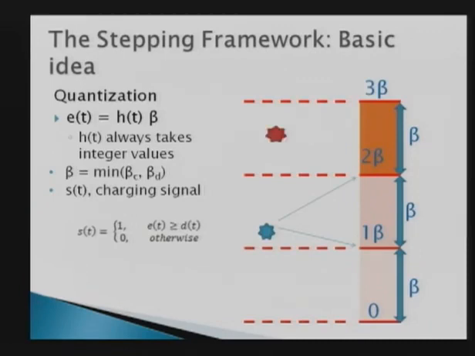Because of the mechanism here, we have another point. The only two possible output values of this input are 2 beta or 3 beta. Because of our mechanism, all we need to decide is whether we need to charge or discharge the battery. So we set a charging signal here, S_t. That means this algorithm is actually controlled just by this signal.